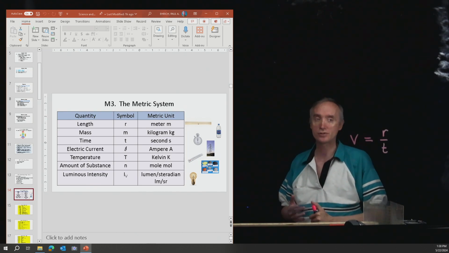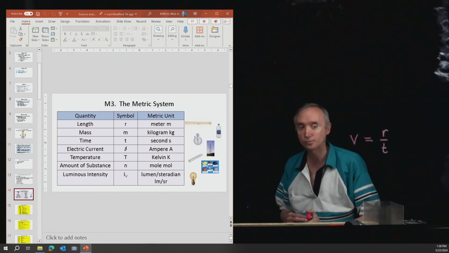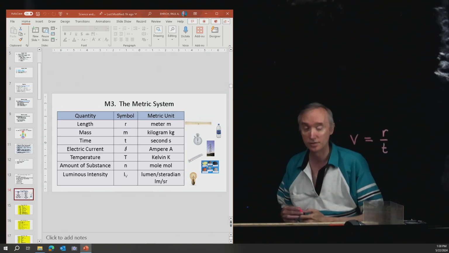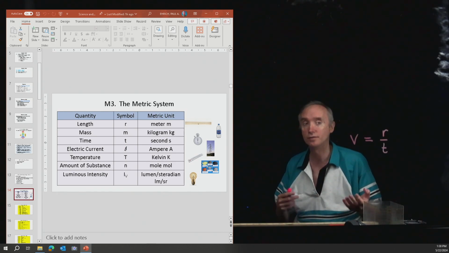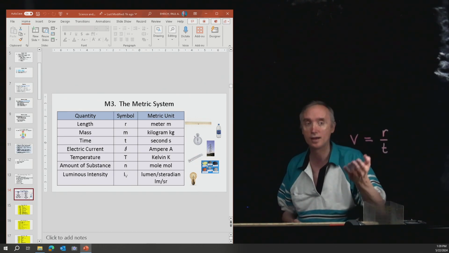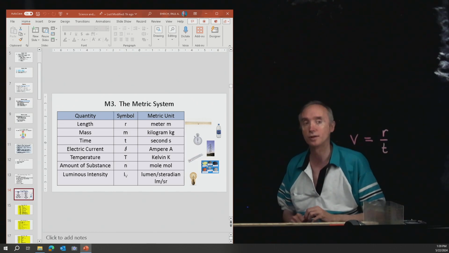So what's so special about the metric system? Okay, it's universal, so that all scientists on Earth use the metric system in order to communicate with other scientists. Even if you don't know English or German, you can still communicate with them by using numbers and the metric system that goes with it. Another thing about the metric system is it's based on the number 10.